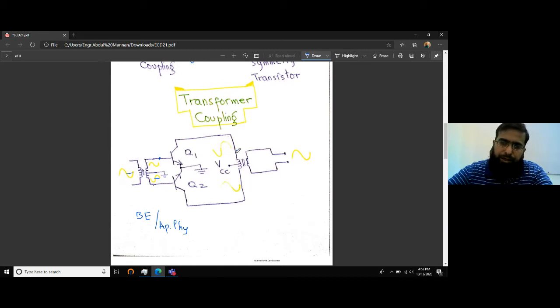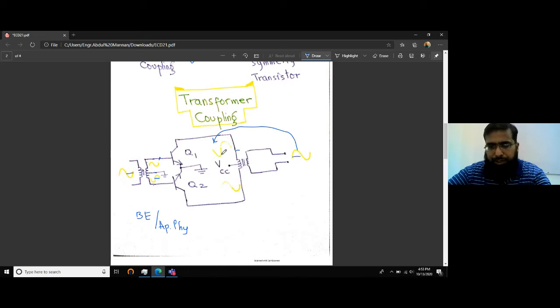Both these outputs are inverted compared to the inputs, and then they are fed to a center tap transformer whose middle point is connected to VCC instead of ground. So if we note the voltage here with respect to VCC, what would we get? We will get an inverted version of this, and during the positive half cycle, this positive portion of the wave shape will be coming from here.